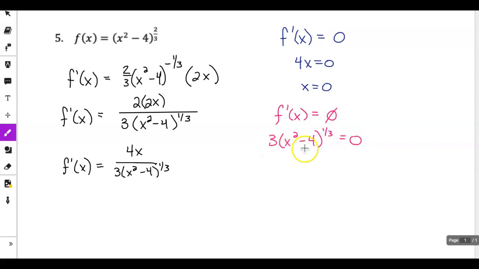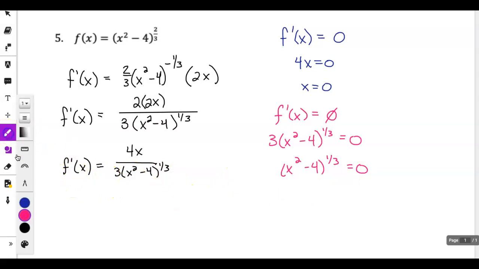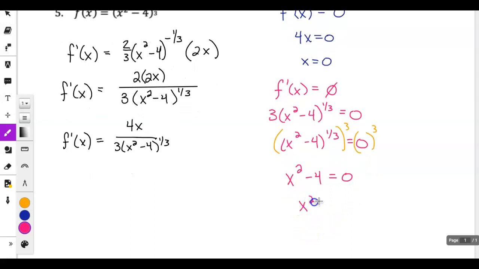And remember, you're dividing by 3, but since it's 0 on the right-hand side, you're just going to keep getting 0. And what you technically do here is to get rid of a 1/3 exponent, you're going to cube both sides. But again, 0 cubed is just going to be 0. So you're just going to end up with x squared minus 4 equals 0, or x squared equals 4. And then just be careful when you take the square root, get plus or minus 2. So we actually have a partition number at 0, and we have a partition number at 2 and negative 2.